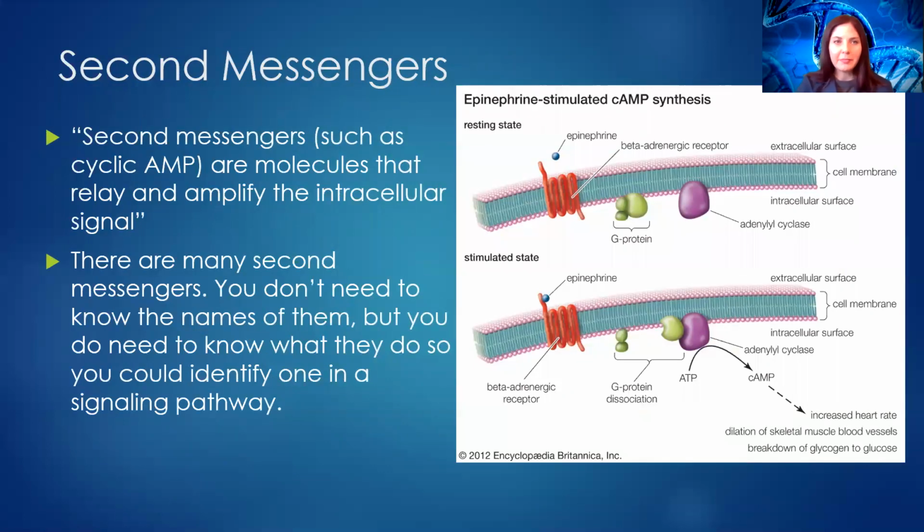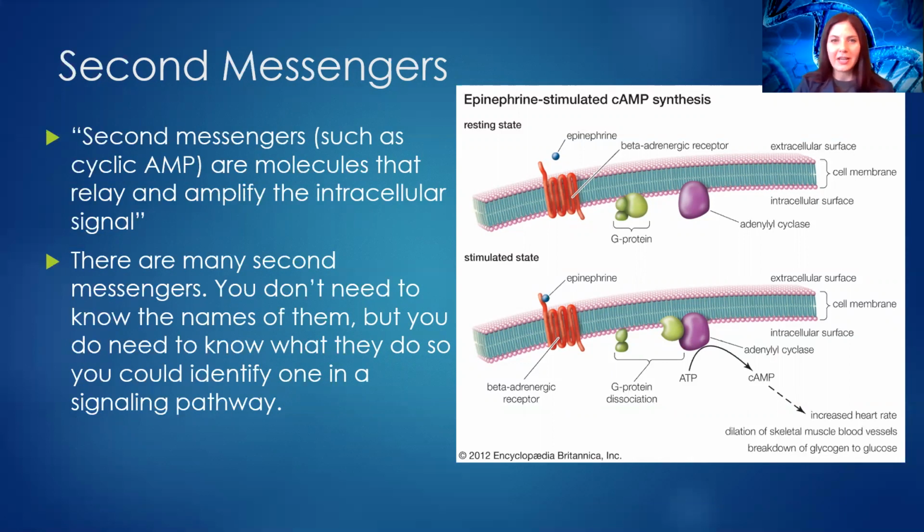So there are secondary messengers. One of the most common ones that you'll see in AP Biology and probably read about in your textbook is called cyclic AMP, and you might see the abbreviation cAMP. Now, these are molecules that help to relay and amplify the intracellular signal. So there are many different types of secondary messengers. You do not need to know all of them, but you might just want to know an example of one, and you need to understand their function so you could identify them, say, if you were given a free response test.